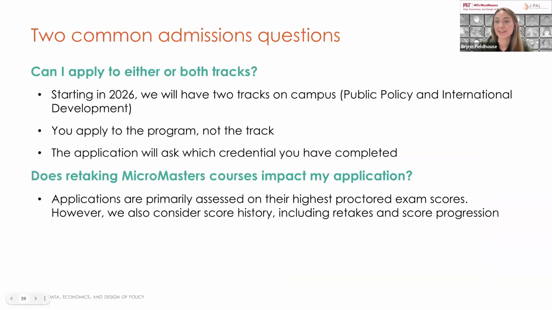Quickly, these might be in the chat already, but I wanted to talk about two common questions that we get. One is, can I apply to either or both tracks of the master's program? And the answer is we have both tracks on campus, but you apply to the program and not a track. The track that you're eligible to complete is the one that you've completed your MicroMasters credential in. So the application will ask you which credential you've completed, and then you're welcome to apply with either or both credentials. Your application will be reviewed the same in either case.